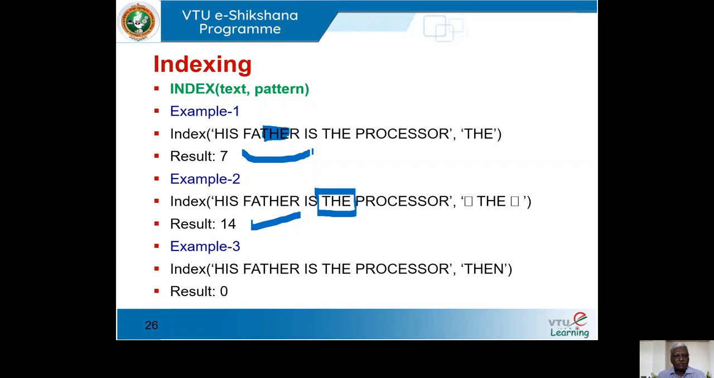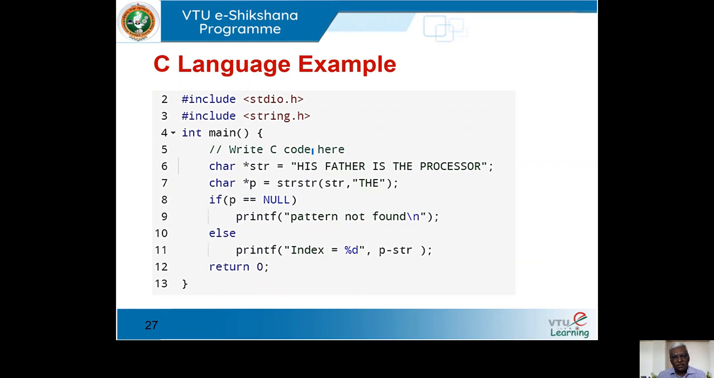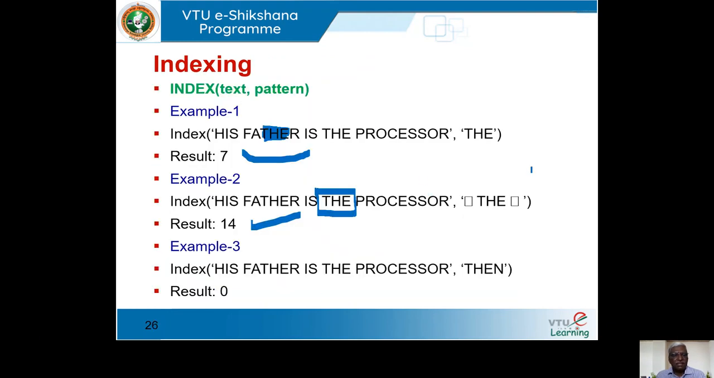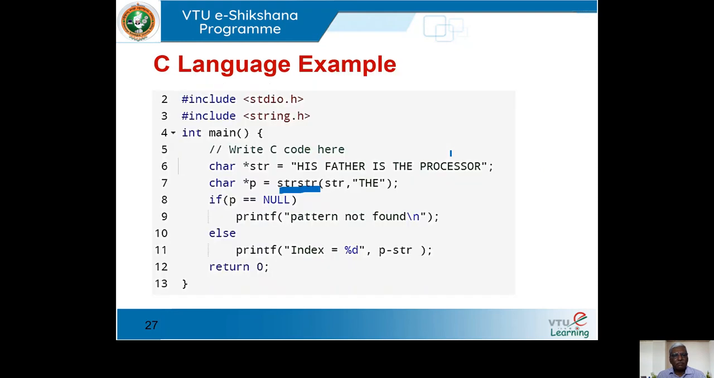Now let us try the substring operation in C language. C language does not have a direct substring function, but it has what is known as strstr, string searching, or pattern searching, and we can get the same kind of indexing.